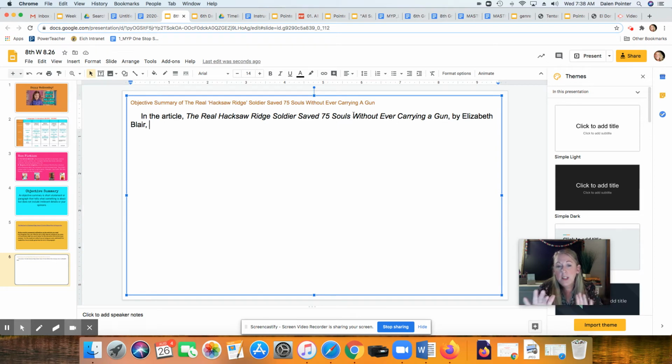And then with the rest of it, I'm going to put into one sentence what the article is pretty much about. So we learn about soldier Desmond Doss. And again, I would be typing this along with me, maybe open up a new tab and a new doc, or you could handwrite it too and type it later. And his non-combative heroism.